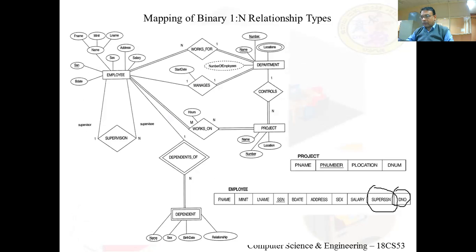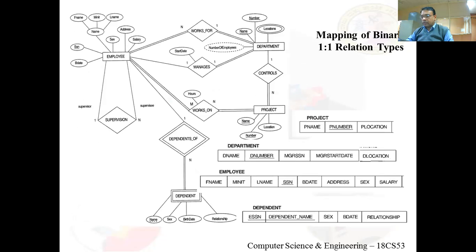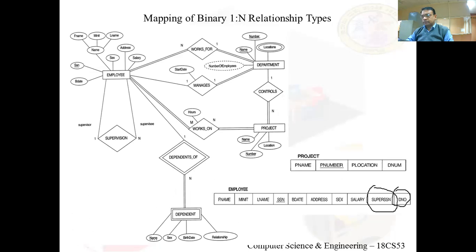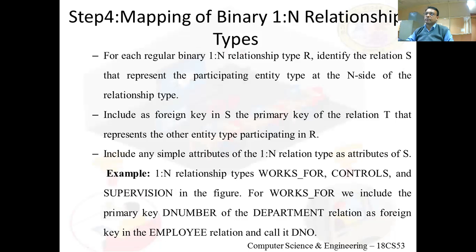Sorry, I forgot to copy here. So for dependent, ESSN. See here I have copied. ESSN has been added, which is the foreign key. The final diagram, so I forgot to display here. So ESSN is added here. So that is your fourth step.